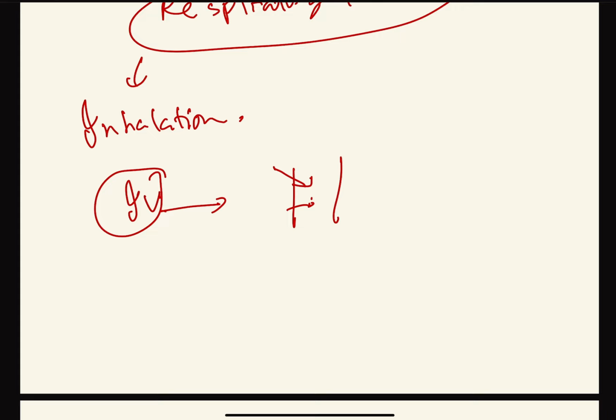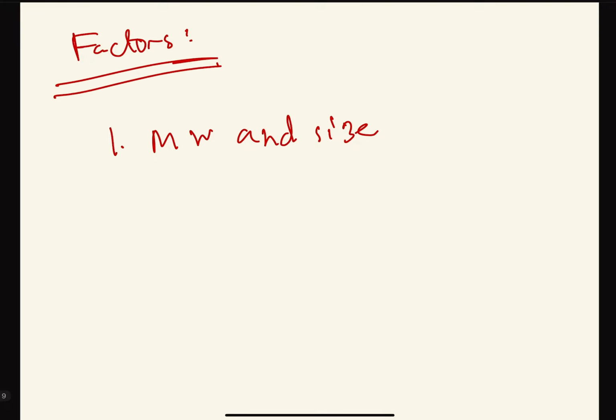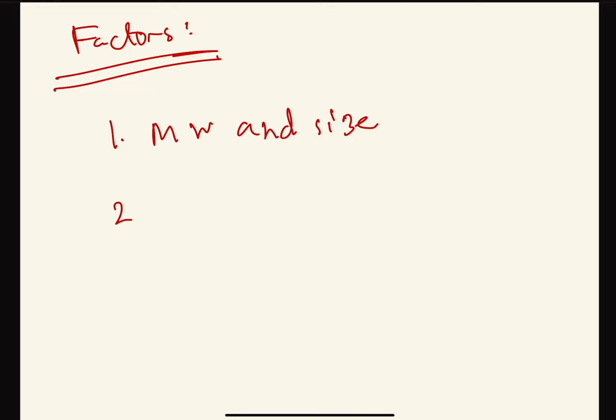Now, what are the factors modifying the drug absorption? The factors are, first of all, the molecular weight of the drug and the molecular size of the drug. If the molecular weight is less and the molecular size is less, it can readily cross the biological membrane and reach into the systemic circulation. So drugs with decreased molecular weight and size, or small molecular weight drugs, are rapidly absorbed into the systemic circulation.